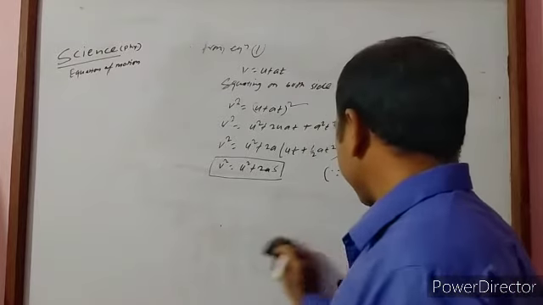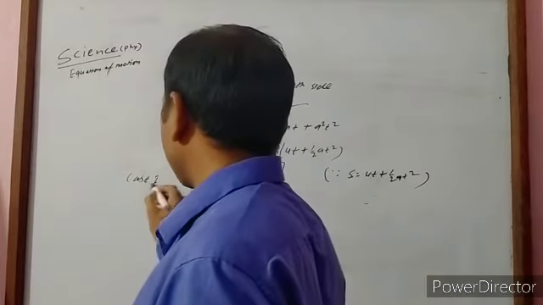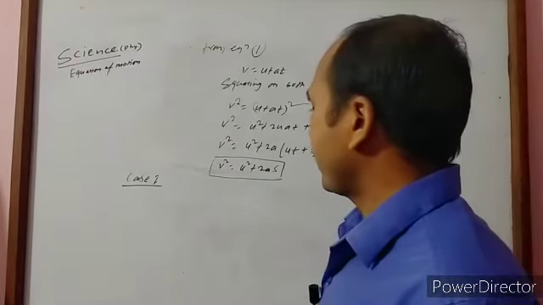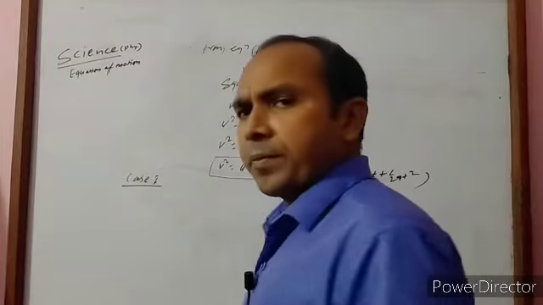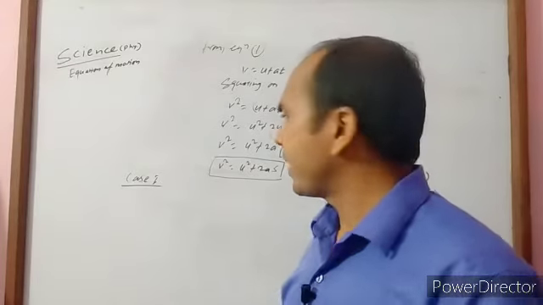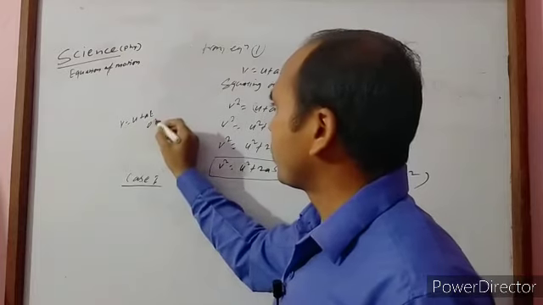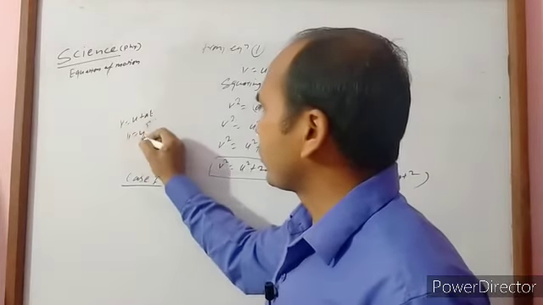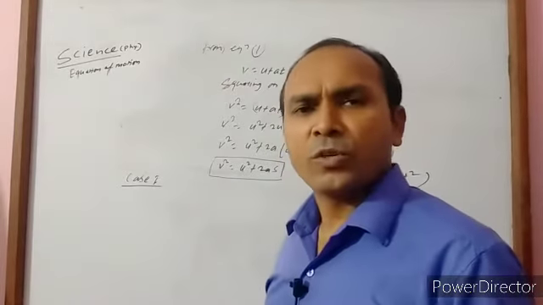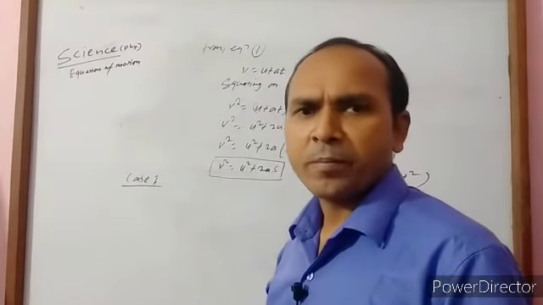Another, in special cases, like case number 1: suppose if the body is moving with uniform velocity, then there is no acceleration produced in the body. At that time, v is equal to u plus at, and acceleration becomes 0. It means v is equal to u. It means if the body is moving with uniform velocity, then there is no change in velocity, so acceleration becomes 0. Initial velocity and final velocity both become equal.